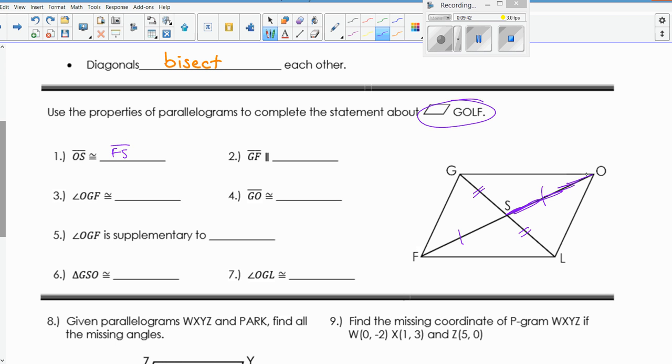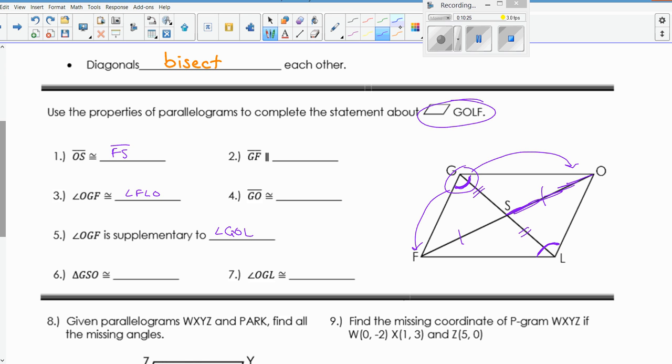Angle OGF would be this angle. Remember, opposite angles are congruent, so that angle would be congruent to this angle. And that angle you could call two names. You could either say angle FLO, or you can go the other way and say angle OLF. Okay? Angle OGF, which is again this angle, is supplementary to either that angle or I could go backwards to that angle. So I'm just going to write one. And I'm going to say angle GOL. Remember, do not say angle O. That angle doesn't exist.